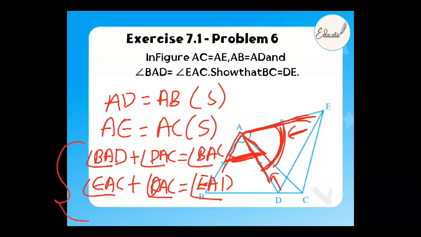How can we write it as a single angle, beta? How can we write it as a single angle? Do you have any idea? No, you do not have any idea.